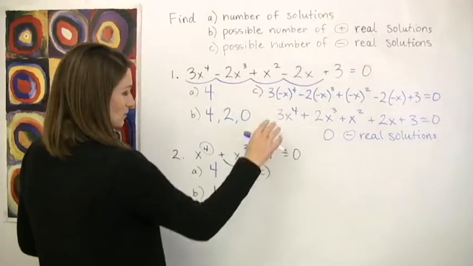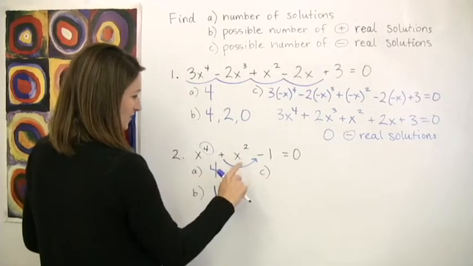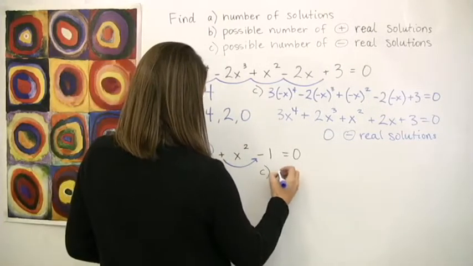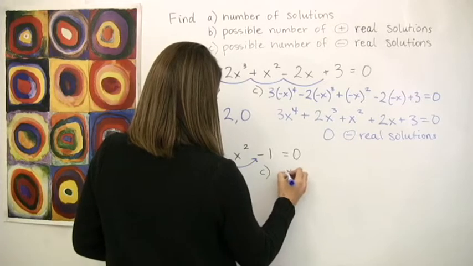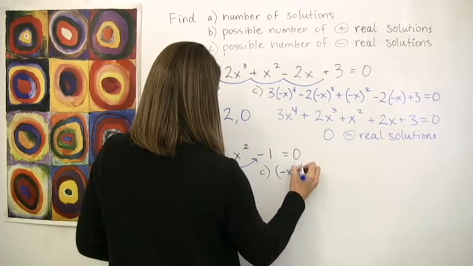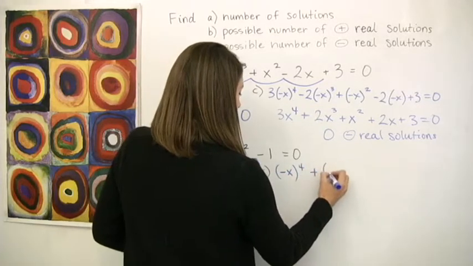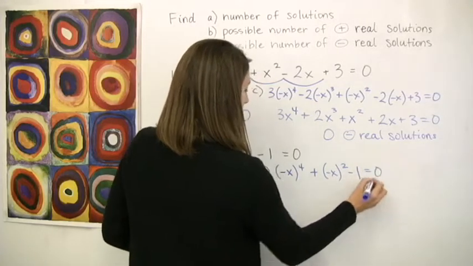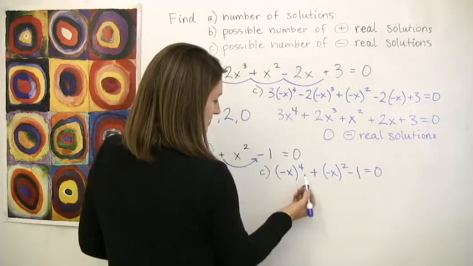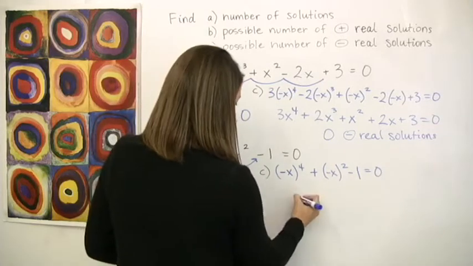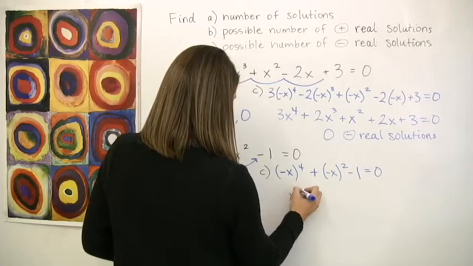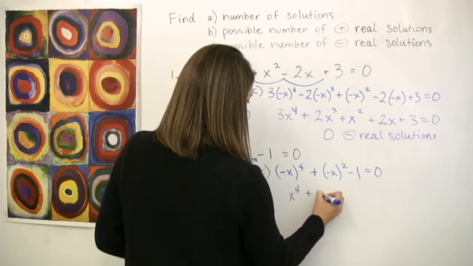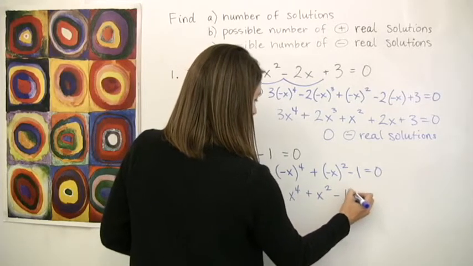And then just as we did in the previous problem, let's replace x with negative x in order to find our possible negative real solutions. So we have negative x to the 4th plus negative x squared minus 1 equals 0. Simplifying this, since our powers are all even, this simplifies back to our original equation.